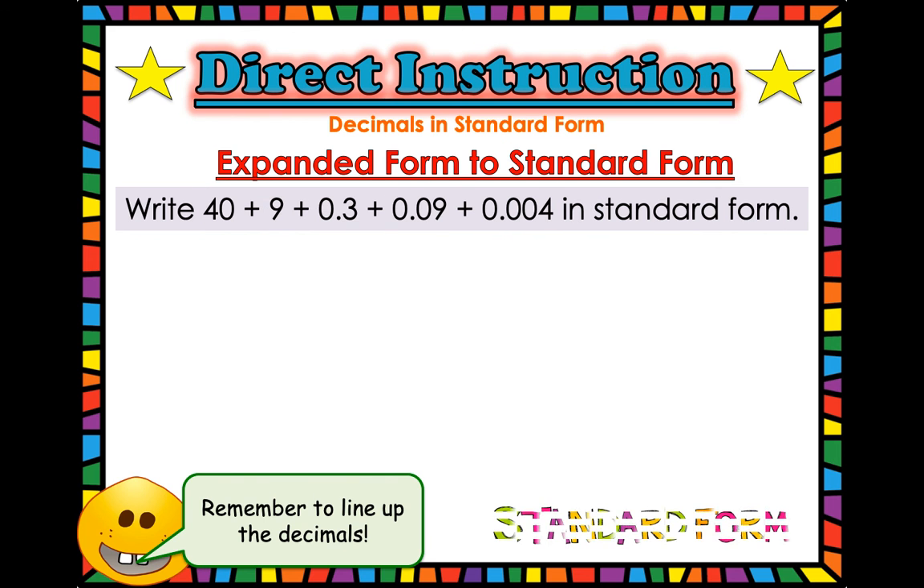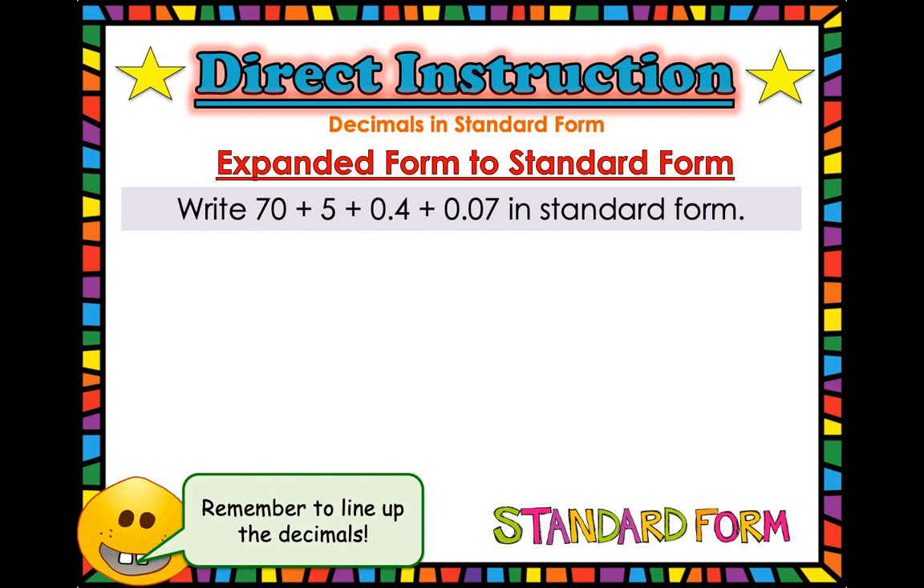Okay. Now we have one that has a larger whole number, but we're going to treat it the same way. Okay. So we have 70 plus 5 plus 4. I'm going to cut it off there.